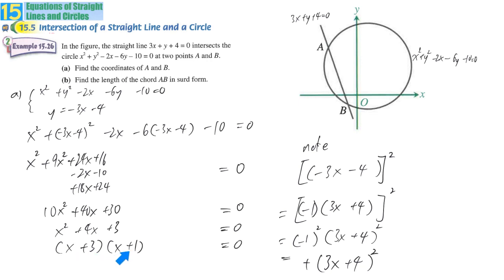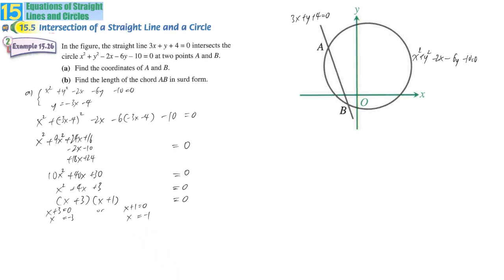Based on the zero product rule, something times something equal to 0 implies that this factor equal to 0. If not, then another factor equal to 0. So both x equal to negative 3 or x equal to negative 1 will fulfill the requirement here. For each value of x, we are going to calculate the corresponding value of y. Don't forget y is negative 3x minus 4. So y is negative 3 times negative 3 minus 4. In this case, we have 5.